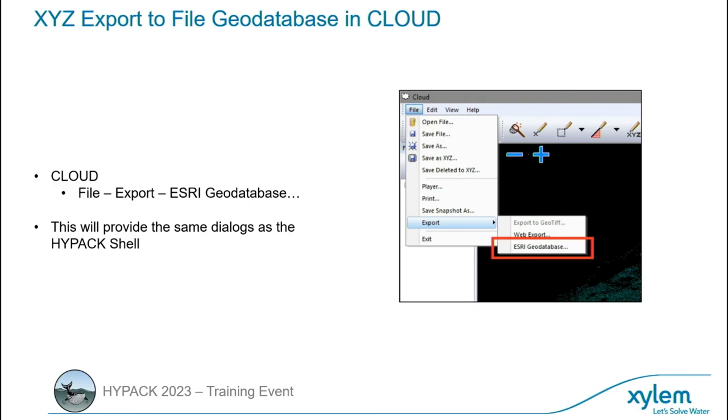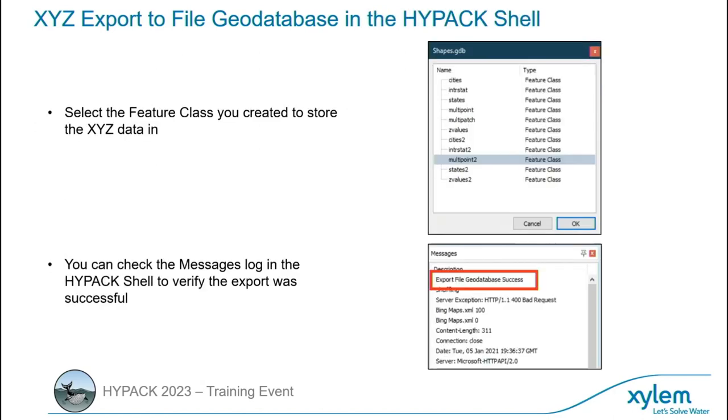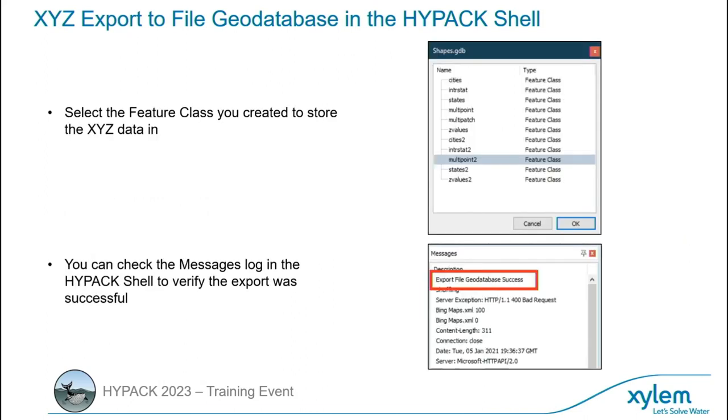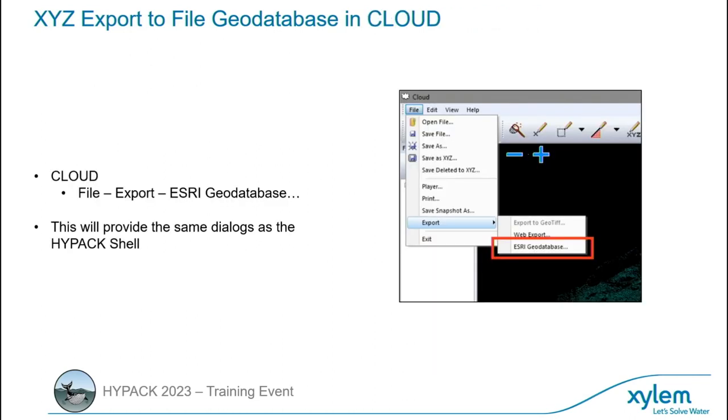Okay, and so there's one more spot where you can do it too. You can do it straight out of cloud. So if you have data loaded into cloud, you can just hit File, Export, Esri Geodatabase, and it'll bring up this same thing. It will bring up the open file, select a folder dialog, then it will show all the feature classes, and you just hit OK. And yeah, should be as easy as that.